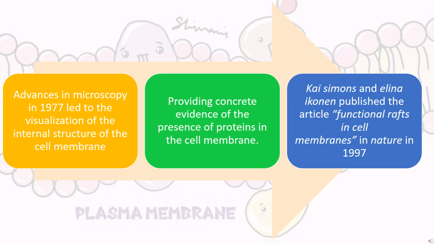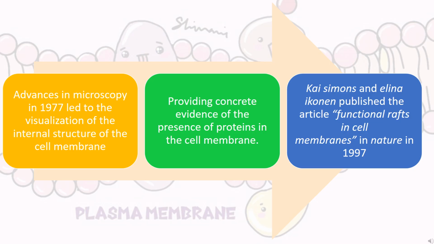Various glycobiology researchers have contributed to the understanding of the glycocalyx and the role of carbohydrates in the cell membrane, which led to refinements of the fluid mosaic model by incorporating the spatial structure and role of carbohydrates, such as glycolipids and glycoproteins in the cell membrane. Advances in microscopy in 1977 led to the visualization of the internal structure of the cell membrane, supporting the fluid mosaic model. Further advances in molecular biology and protein purification techniques in the 80s and 90s, in turn, aided in the characterization of integral membrane proteins, providing concrete evidence of the presence of proteins in the cell membrane.